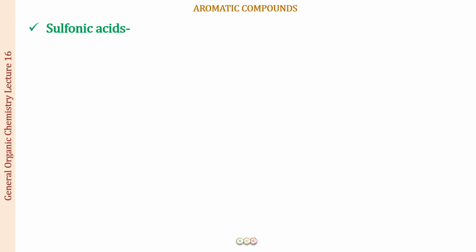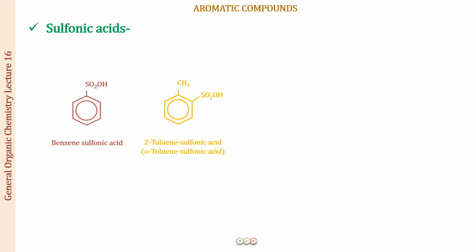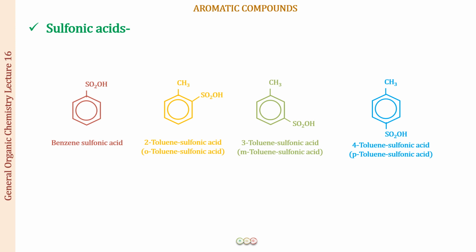So next we have the sulfonic acid, the functional group being SO3H or SO2OH. So the compound is going to become benzene sulfonic acid. The next, when we have a CH3 group and a SO2OH, the sulfonic acid group, the name of the compound becomes 2-toluene sulfonic acid or orthotoluene sulfonic acid. And then we have 3-toluene sulfonic acid or the metatoluene sulfonic acid. And then we have the paratoluene sulfonic acid or the 4-toluene sulfonic acid.